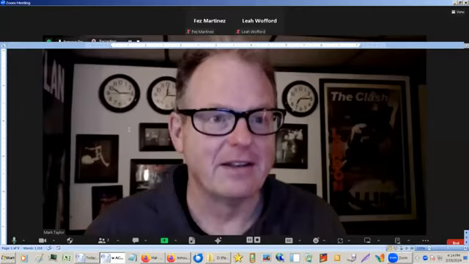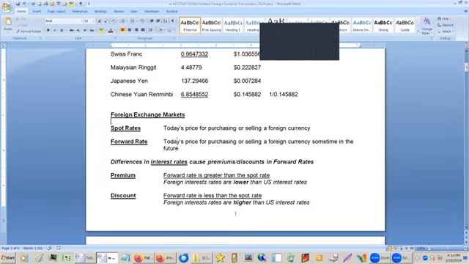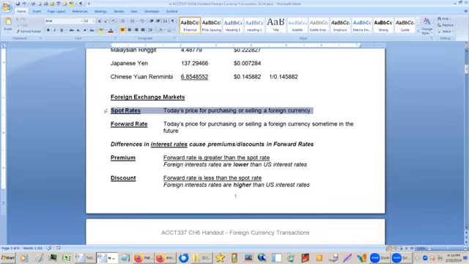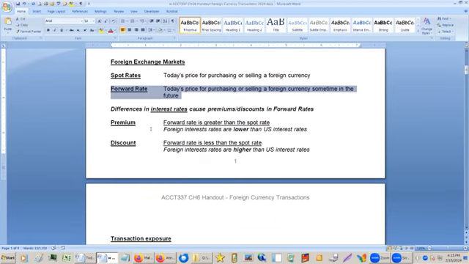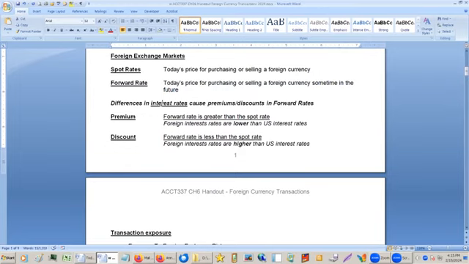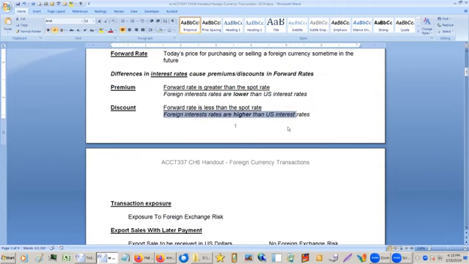I don't think there's that much inefficiency anymore in those markets, but back in the day. All right. Spot rates are today's rates. Forward rates are for purchasing and selling foreign currency sometime in the future. So forward rate, we'll talk a little bit about this stuff. Differences in interest rates cause premiums and discounts in forward rates. So premium: foreign interest rates are lower than U.S. rates. Discount: foreign interest rates are higher than U.S. interest rates.